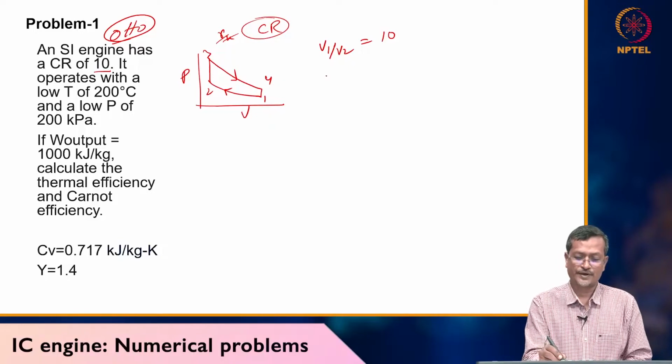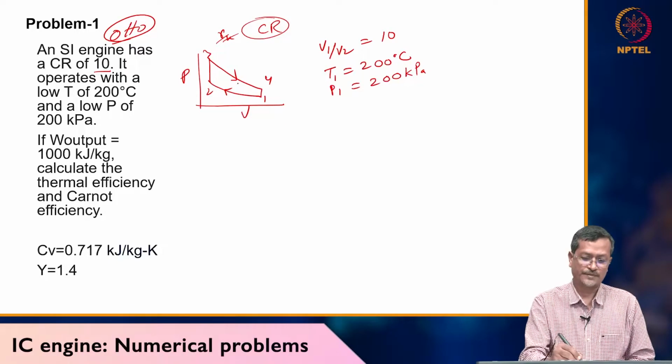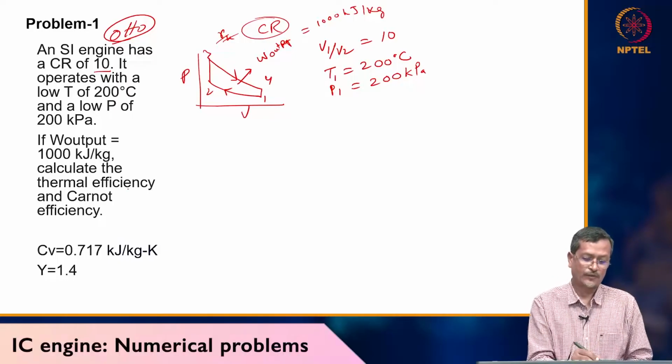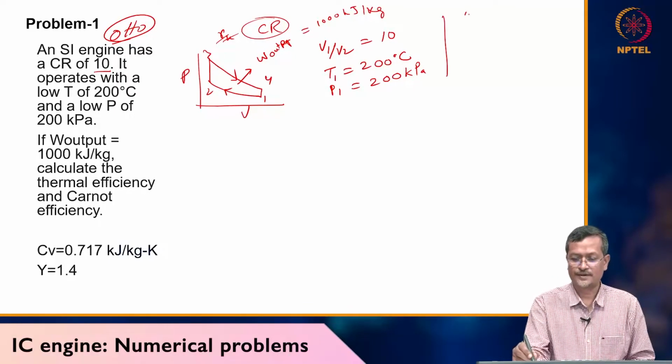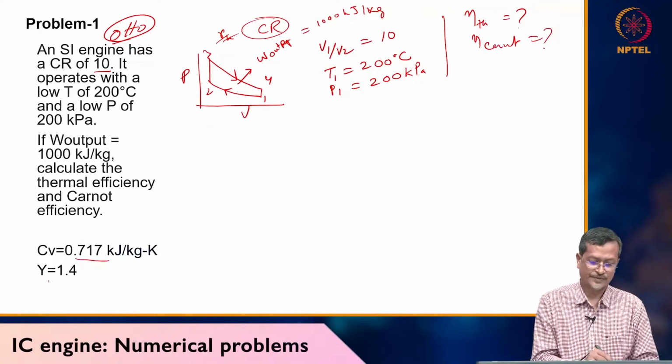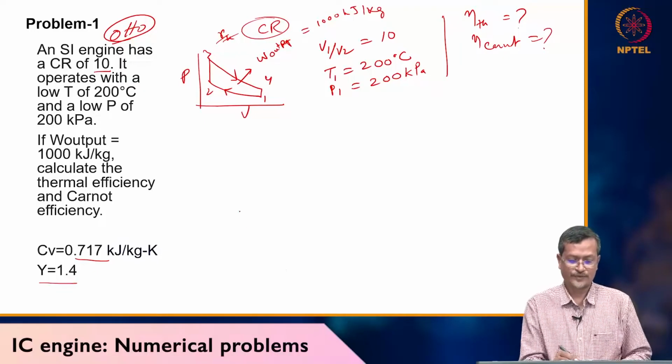SI engine compression ratio is 10, so V1 by V2 equals 10. It operates with a low temperature of 200 degrees, so T1 equals 200 degrees centigrade, and low pressure P1 equals 200 kPa. Work output is given as 1000 kJ per kg, meaning per kg of air or mass. Calculate the thermal efficiency. So we have to calculate eta thermal and eta Carnot. Given data: Cv equals 0.717, gamma value also given. Using these we have to solve.